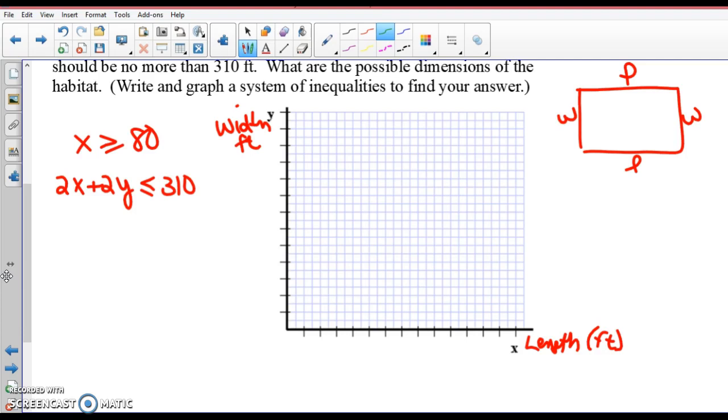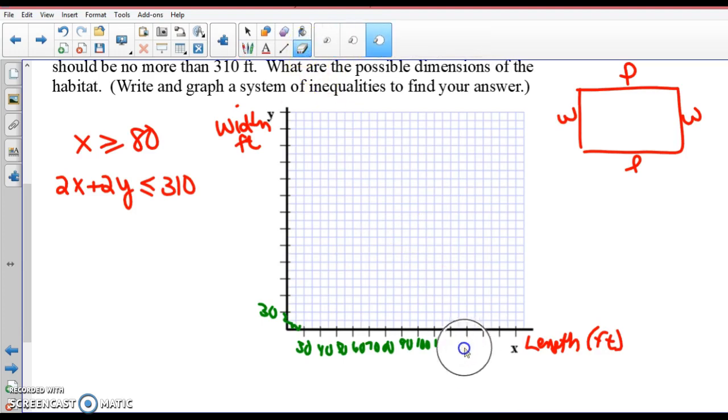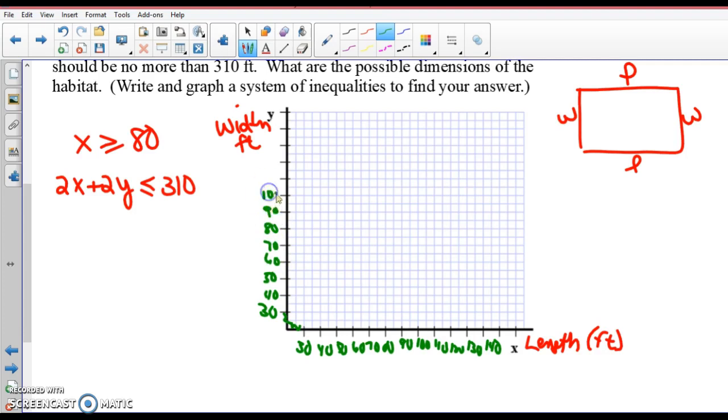This is what I'm going to do. I'm going to start at 30, and I'm going to go by 10. So 50, 60, 70, 80, 90, 110, 120, 130, 140. Same thing here. 40, 50, 60, 70, 80, 90, 100, 110, 120, 130.